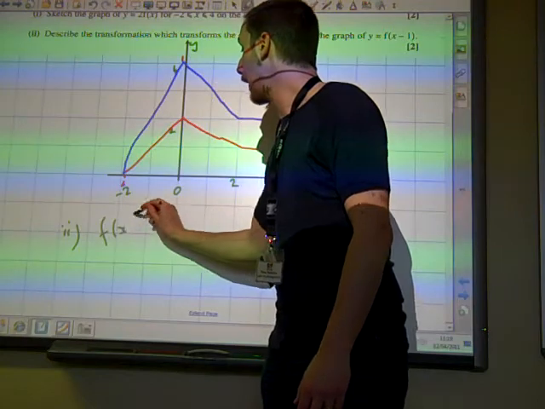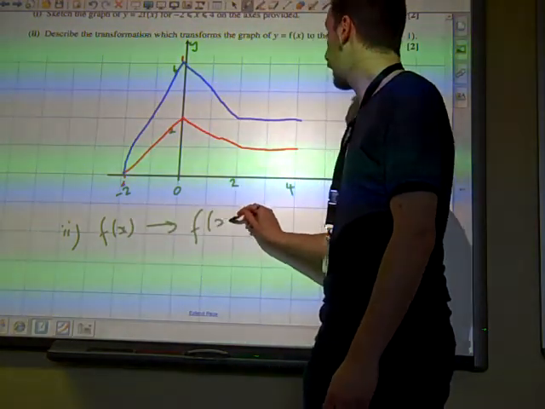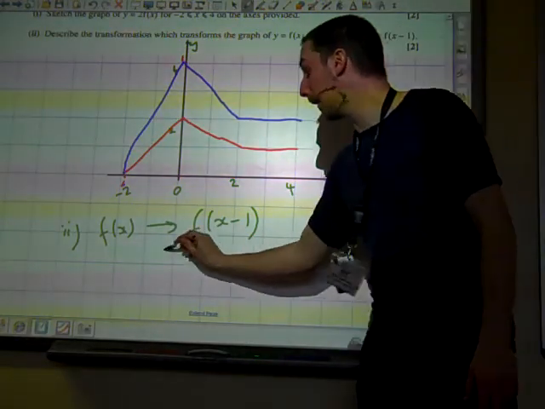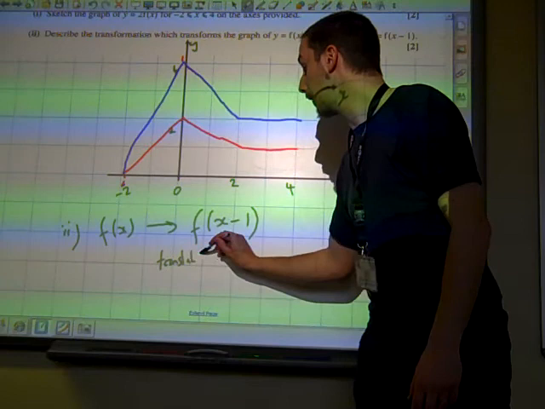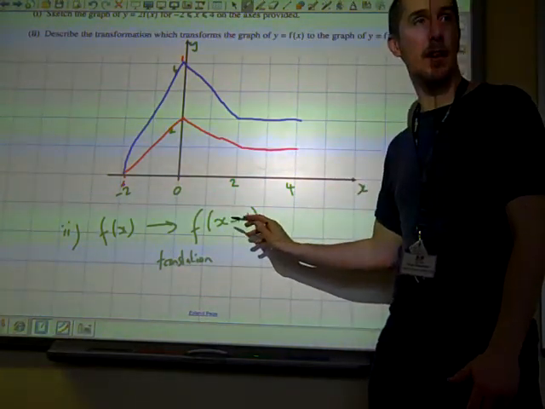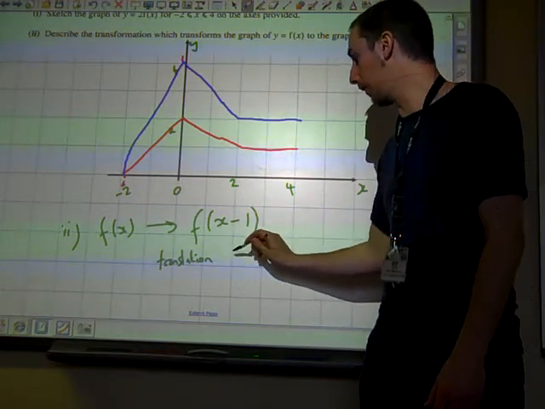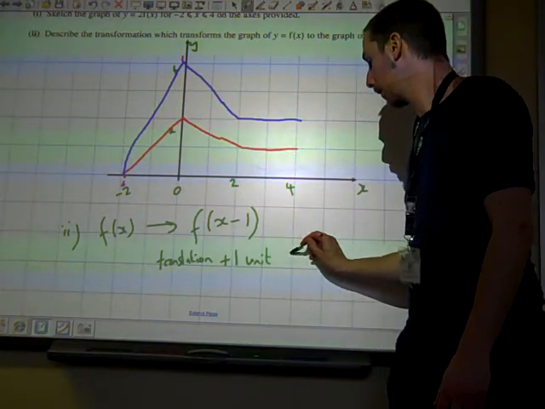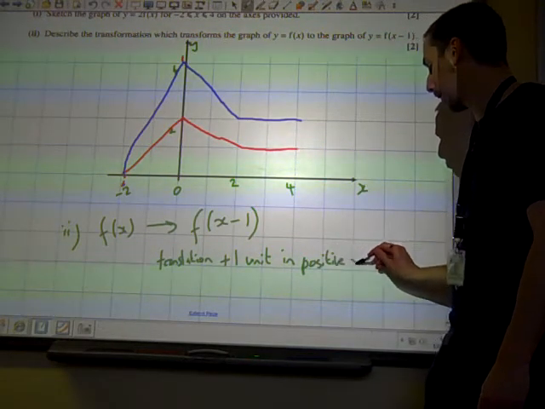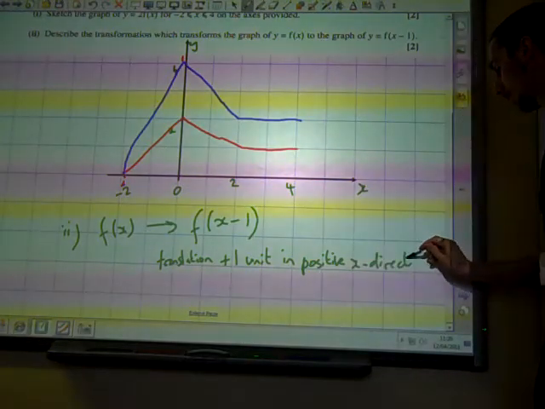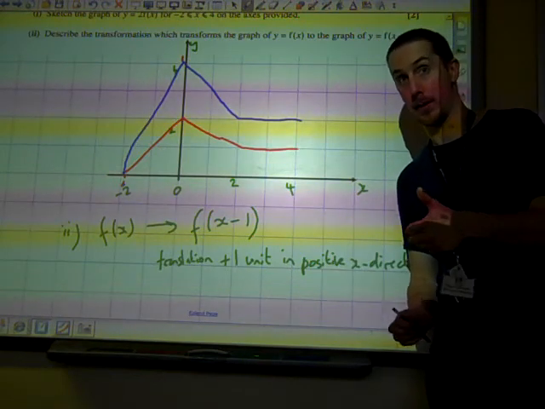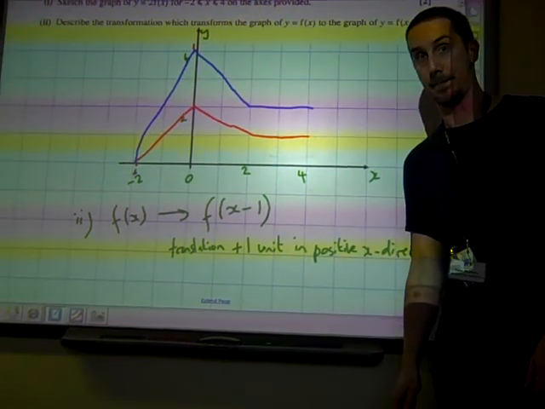if we take f of x and we transform it to f of x minus 1, then the key words that they're looking for here is saying that this is a translation, and it's parallel to the x-axis, and it's plus 1 unit in the positive x direction, parallel to the x-axis. There we go, and that's our 2 marks. Rock on.